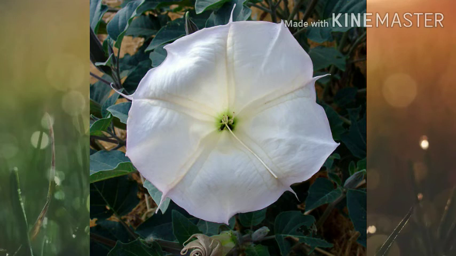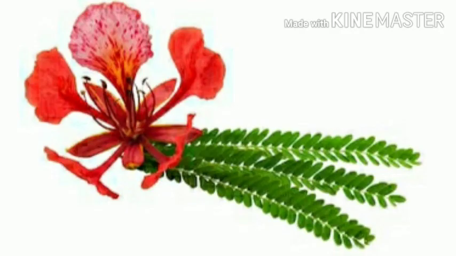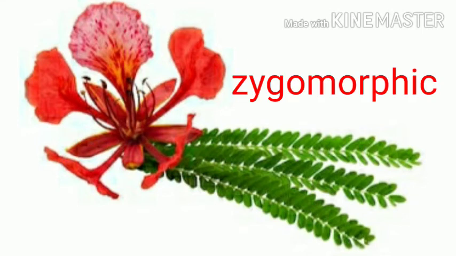Now if you look at this flower, this is the flower of gulmohar. You can divide it only through one vertical plane, that is, it is bilaterally symmetrical, and you will get right and left equal halves. Such flowers are called zygomorphic flowers, that have bilateral symmetry. Other than gulmohar, pea, bean, cassia, all these examples are given in your book. You will have to learn these are all zygomorphic flowers.